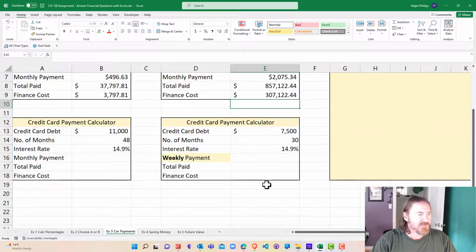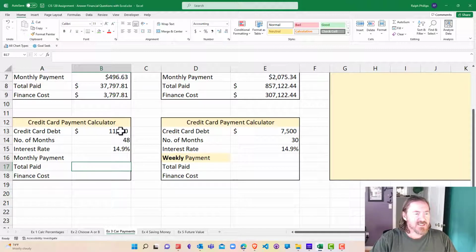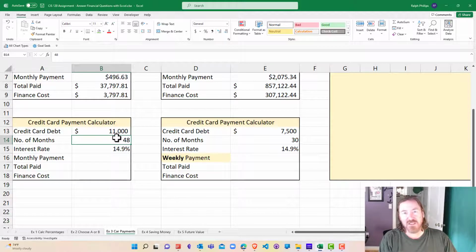Let's scroll down a bit here. Now, very, very similar, credit card payment calculator. Let's say I've got $11,000 of credit card debt and I've cut up the credit card, I'm not using it anymore. The credit card is charging 14.9% and I have a goal of paying it off in 48 months. This is gonna be just like the car payment calculator.